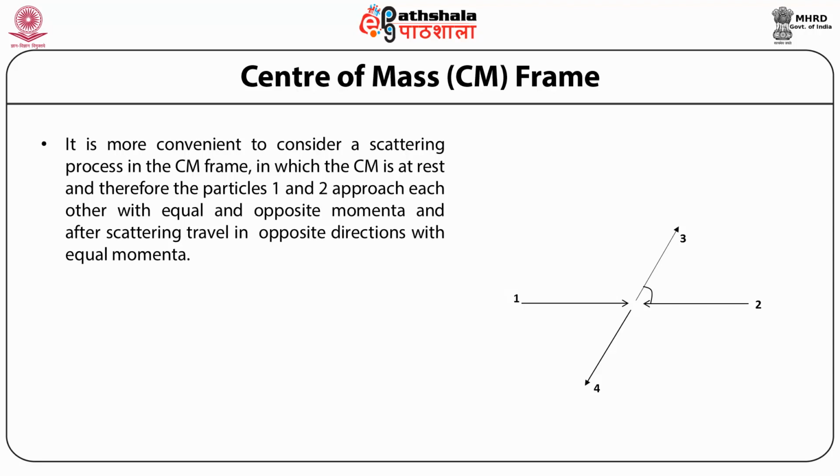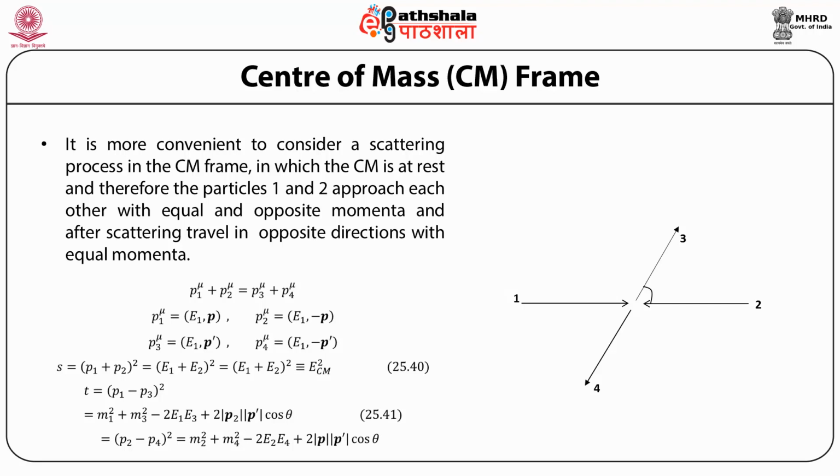So we have P1 mu plus P2 mu is equal to P3 mu plus P4 mu, where P1 mu is equal to (E1, P), P2 mu is equal to (E2, minus P), P3 mu is equal to (E3, P prime), and P4 mu is equal to (E4, minus P prime). S is equal to the square of (P1 plus P2) and is equal to (E1 plus E2) whole square, which is equal to energy E_CM square.